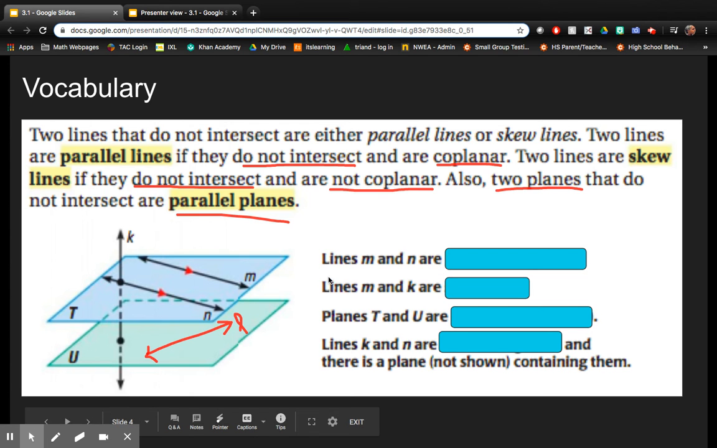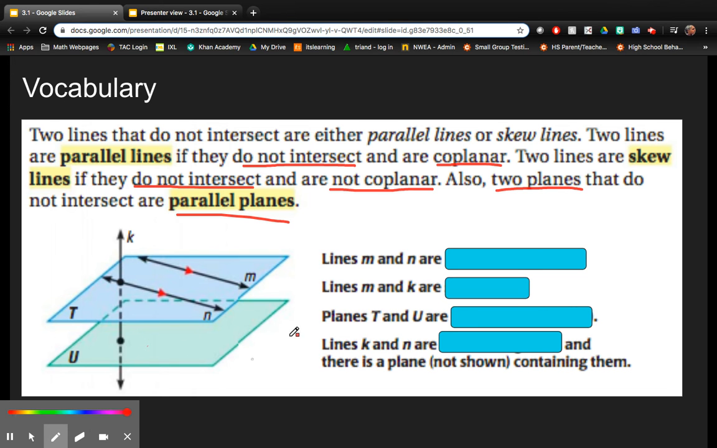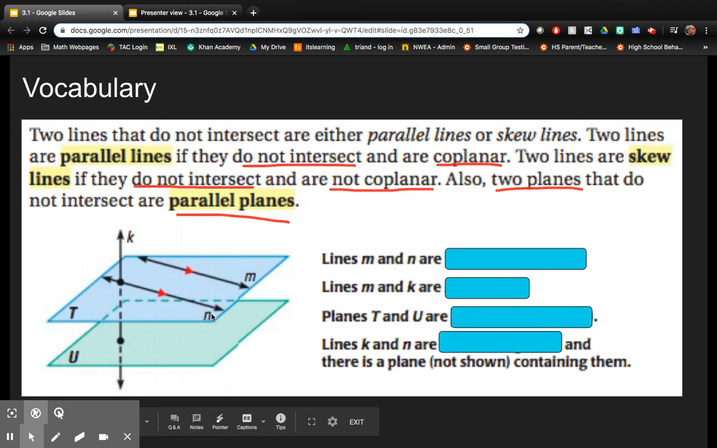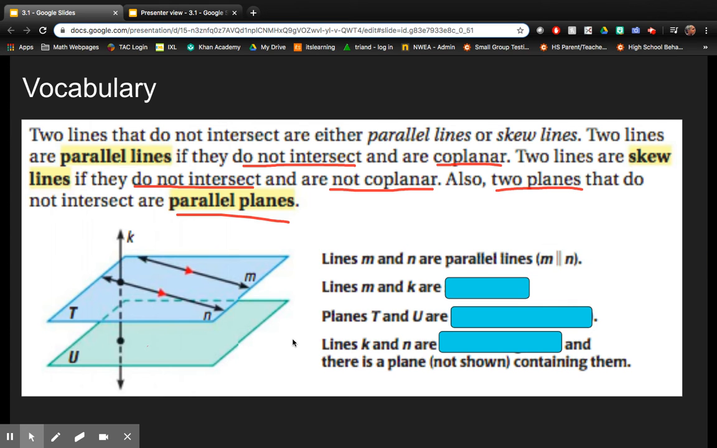So let's look at this picture. And let me erase my drawing here. We're looking for the relationship of lines M and N. I see that they are on the same plane. And I see that they have these red triangles, which is a way to note on a diagram that two lines are indeed parallel. And you'll often see this notation, M, and then two vertical bars, and then N. And this means M is parallel to N.